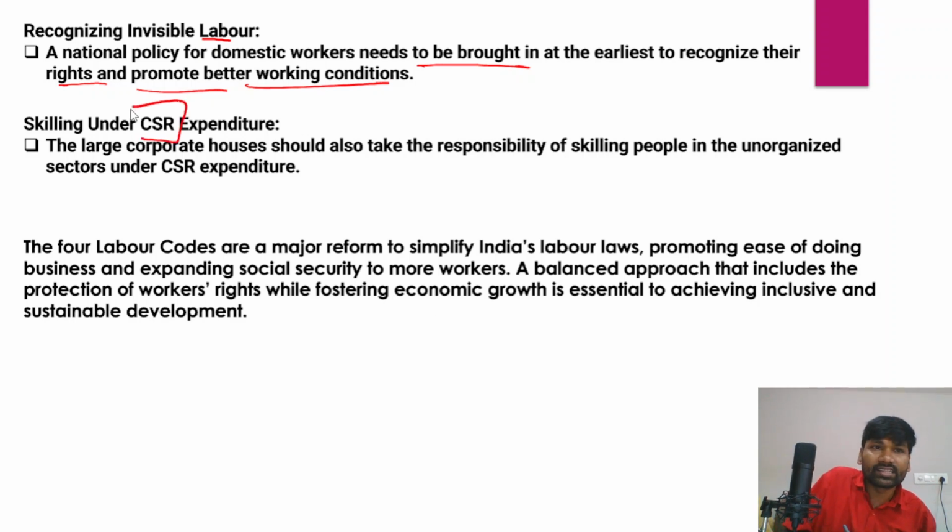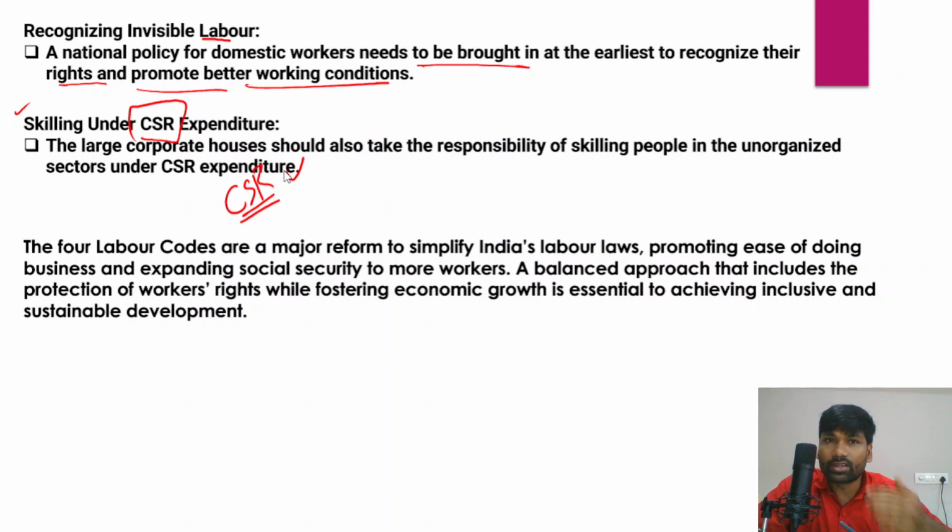Now skilling under CSR expenditure is another very important aspect. When we talk about skilling under CSR, CSR is corporate social responsibility. I hope you know about this corporate social responsibility. It means that every private industry with a certain sum of revenue has to spend around 2% of its total revenues on various social developmental activities such as poverty alleviation, gender equality, women empowerment, rural connectivity, drinking water, agriculture, and irrigation.